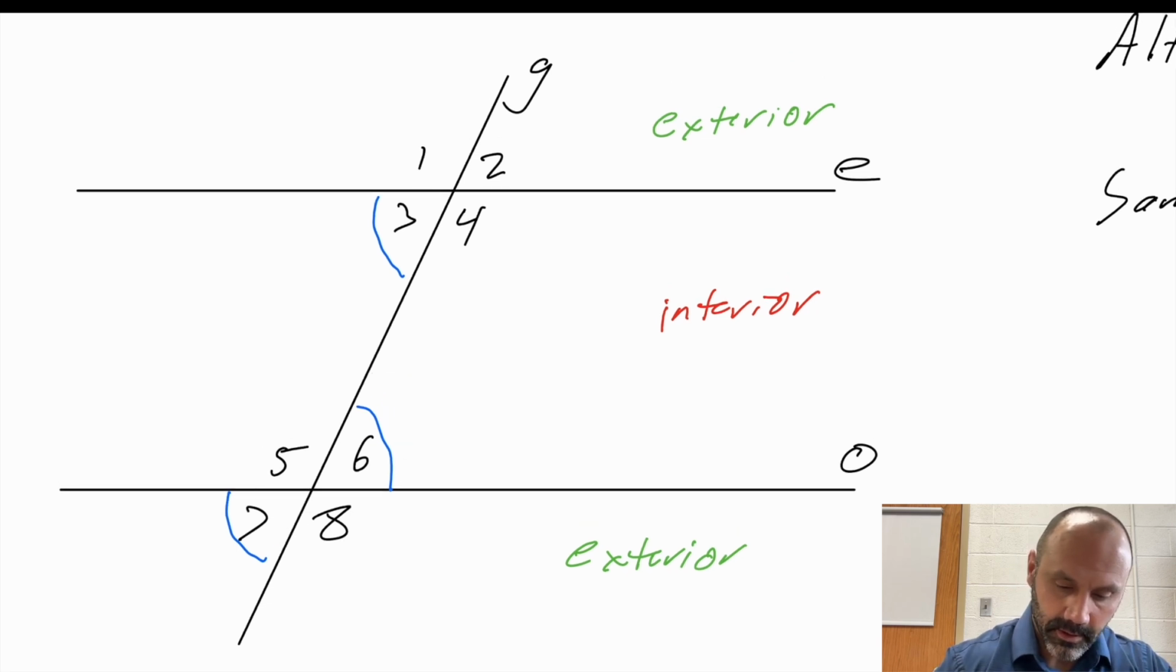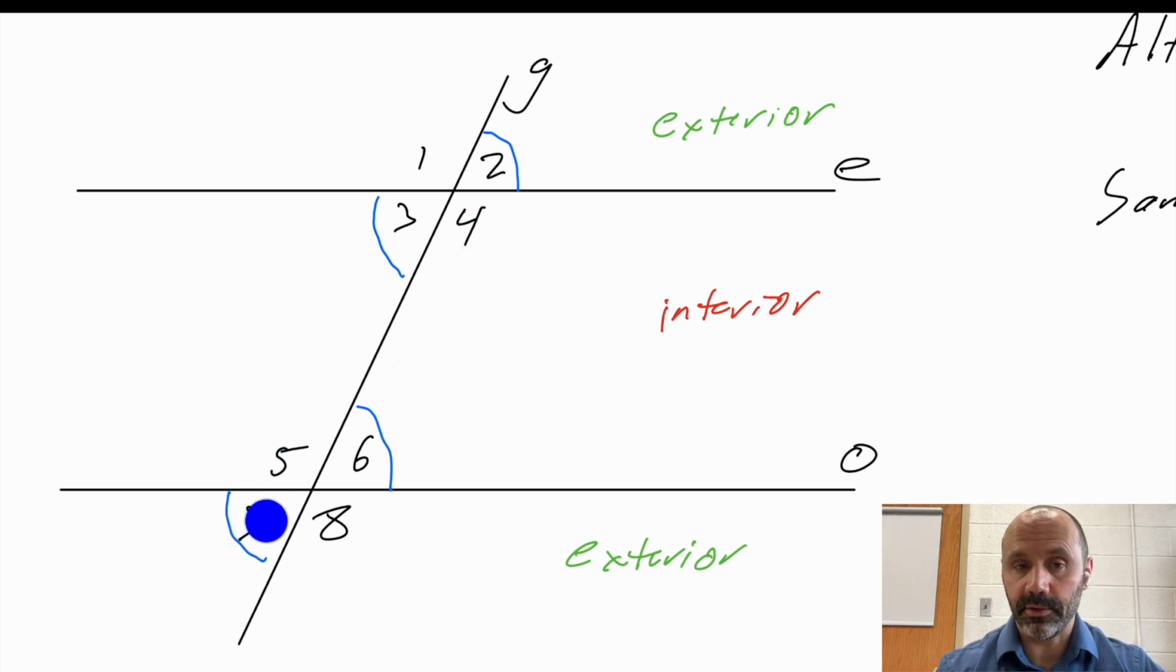Okay, so take a look. Angles 3 and 2 are also vertical angles. Therefore, 3 and 2 are congruent. So that means angle 2, angle 3, angle 6, and angle 7 are all congruent with each other. Angle 2 and angle 7, those are alternate exterior angles.